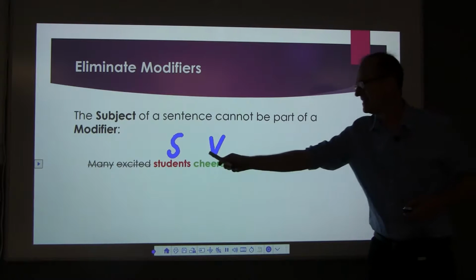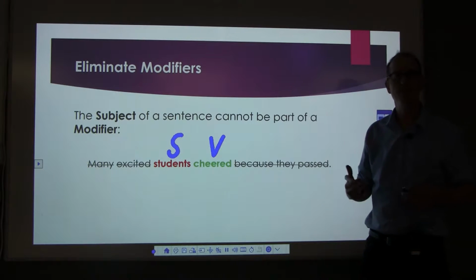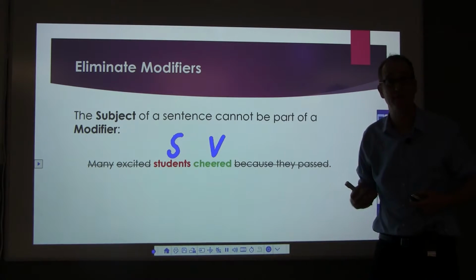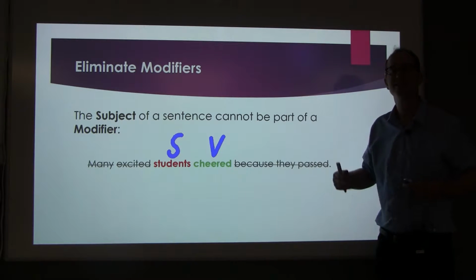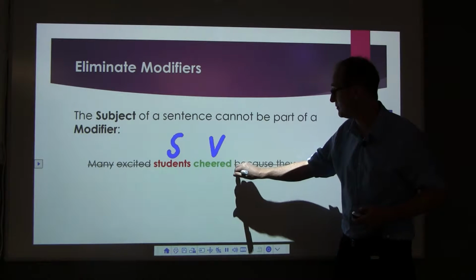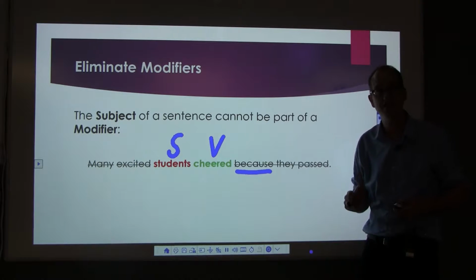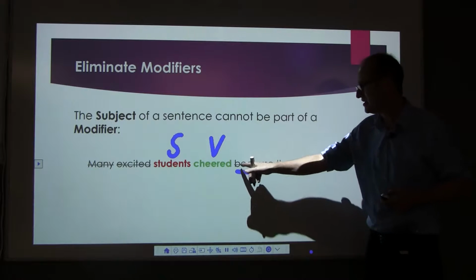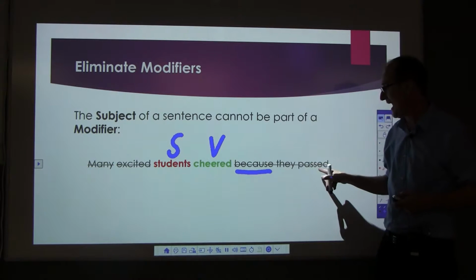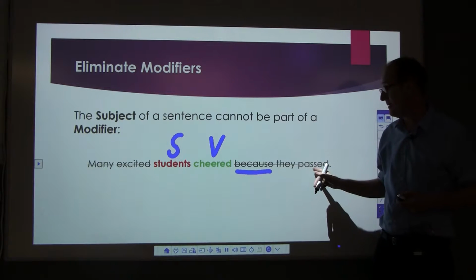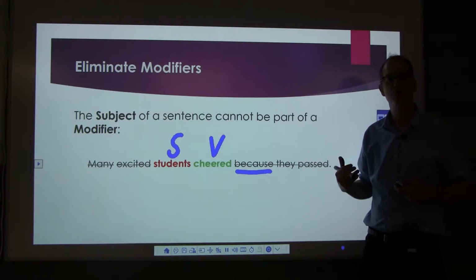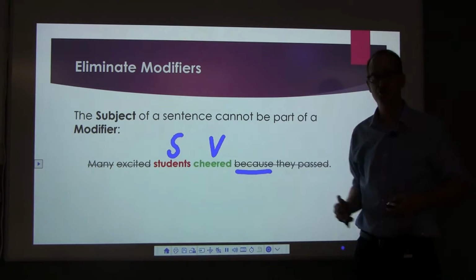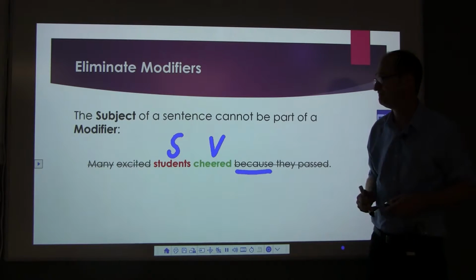Now, many and excited describe the students. They're modifiers. When you're looking for the subject, just stroke those out because a subject can't be a modifier. And because they passed, that's another modifier. We know it's a modifier because it begins with the word because. The word because always begins modifiers. Okay? When you see that, stroke that out. They and passed, even though they is a pronoun and passed is a verb, can't be the subject or main verb of this sentence. So once you eliminate those other words, you're left with students cheered. So you can use a process of elimination.